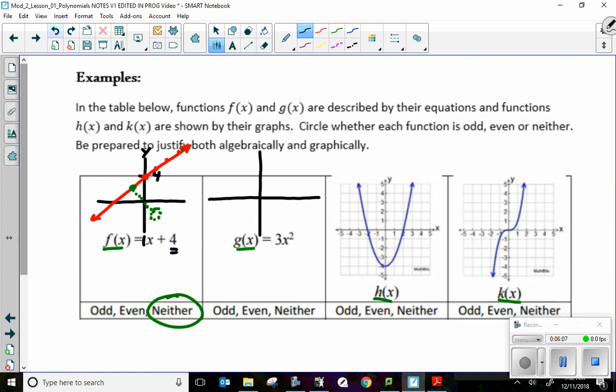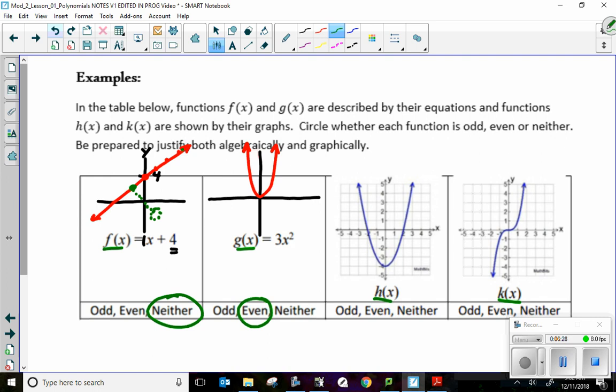It's 3x squared. I know it's a parabola. It just rises quicker, right, like that. And without even batting an eye, you should know that that's a reflection over the y-axis, which means it's even. Let's take a look at h of x.